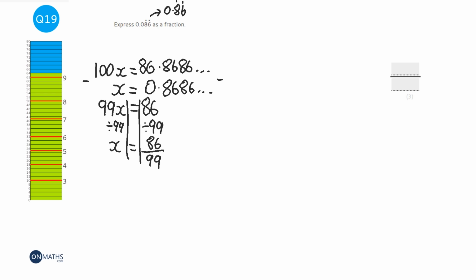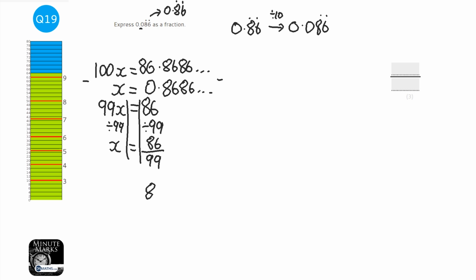Now, I said I'd ignore the 0.0 bit. I'd ignore this bit earlier. Well, I can't ignore it anymore. So how do I get from 0.86 recurring to 0.086 recurring? Well, I'm just going to divide by 10. So what I want to do is 86 over 99 divided by 10. Now the way I can do that is just times the bottom of the fraction by 10, and that's the same as dividing it by 10.